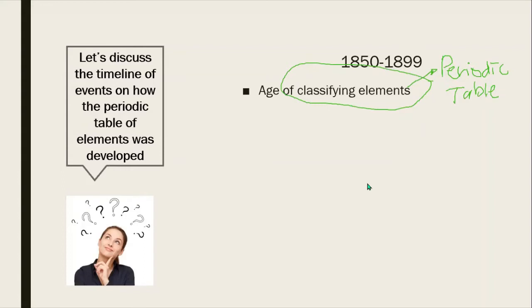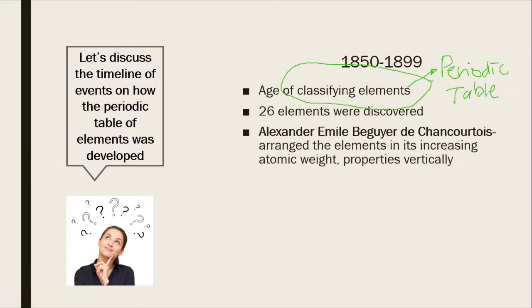So as we move on, again, there were 26 elements that were discovered. Okay, so ibibigay ko sa inyo, sino-sino yung mga tao na naging promising during this time. One of which was Alexander Emile Beguyer de Chancourtois. Okay, so ito po, si Alexander de Chancourtois. So he was able to classify the elements according to its atomic weight, but he was able to classify it in his periodic table in a manner of arranging it in a vertical manner. Vertical ang kanyang arrangement.